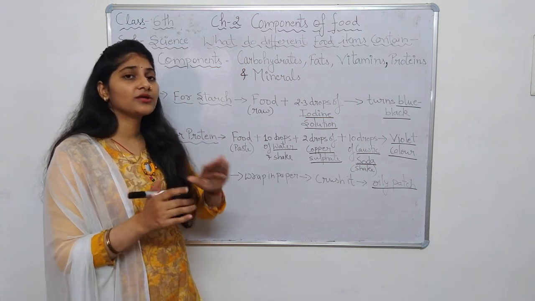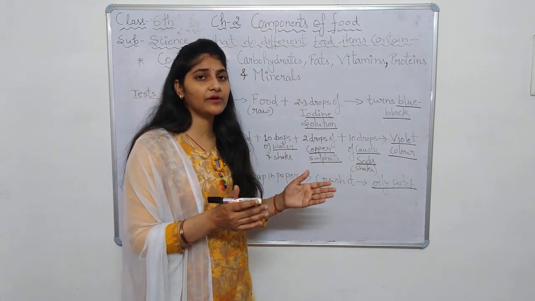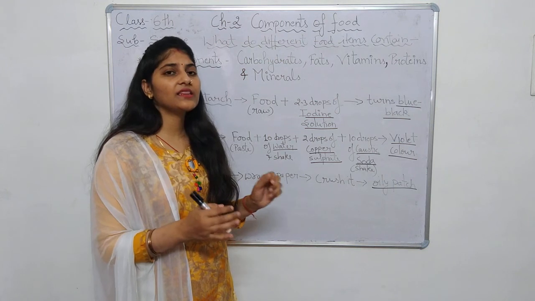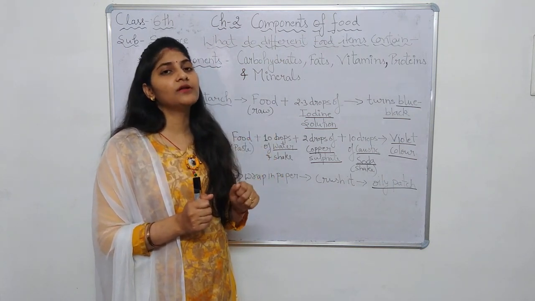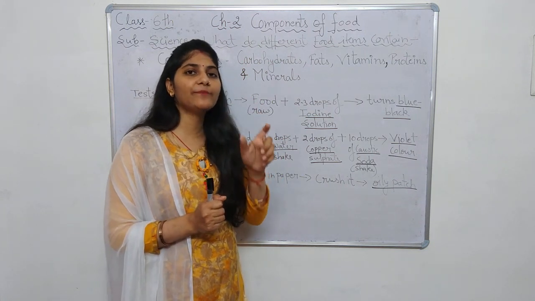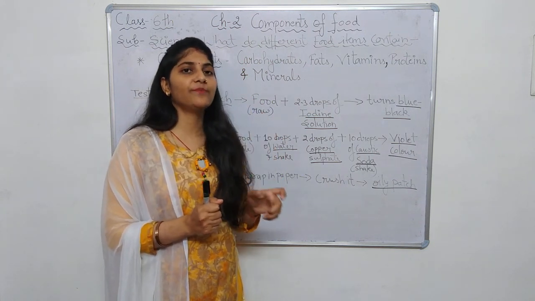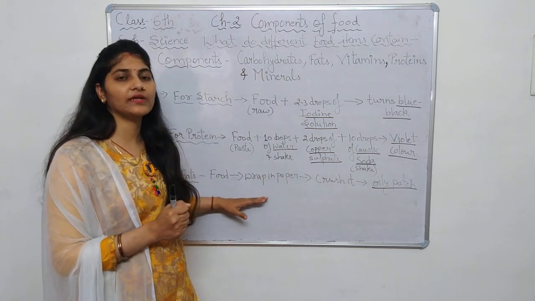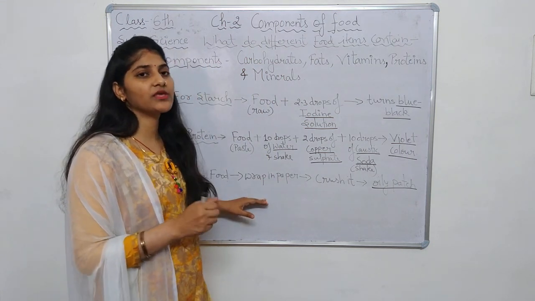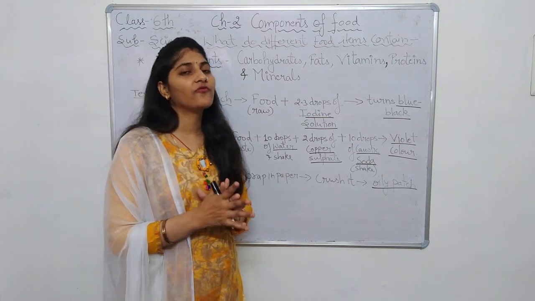After that, remove the peanuts from the paper, clean the paper and then see the paper in the light. If you are able to see an oily patch on the paper, this oily patch means that fat is present in the peanut. In this way, you can also test other foods for fat.